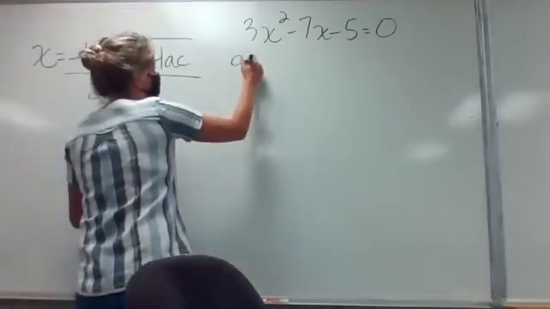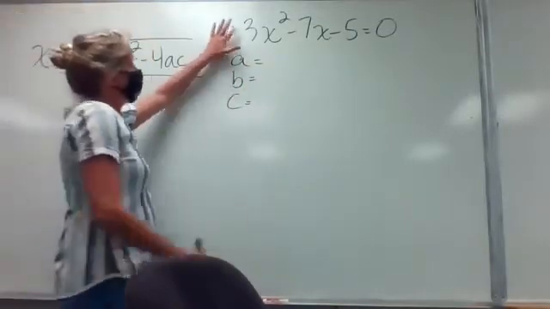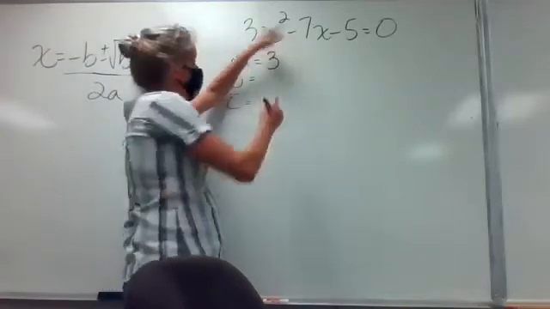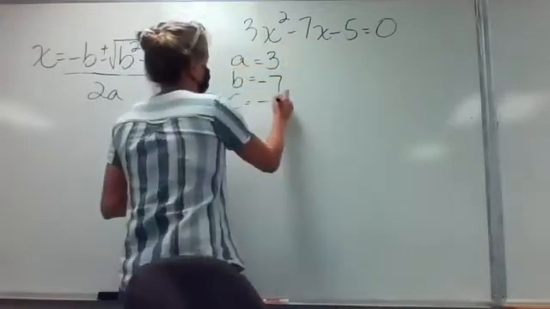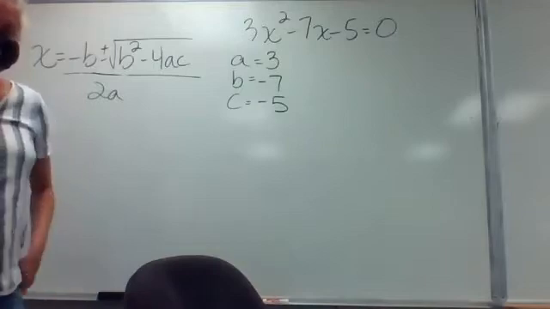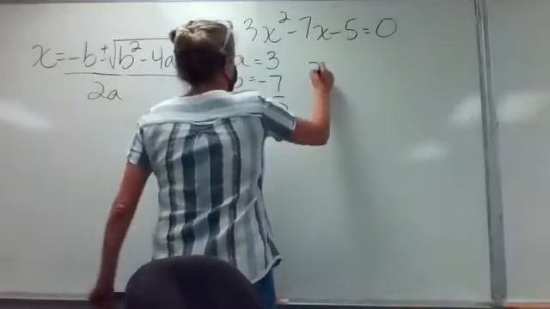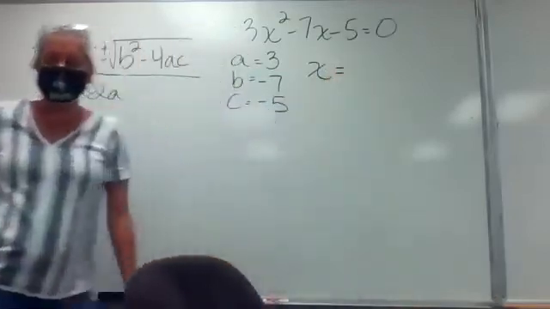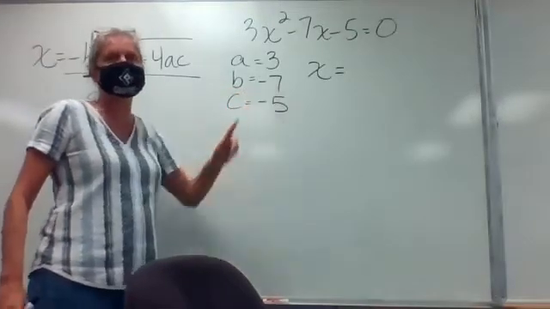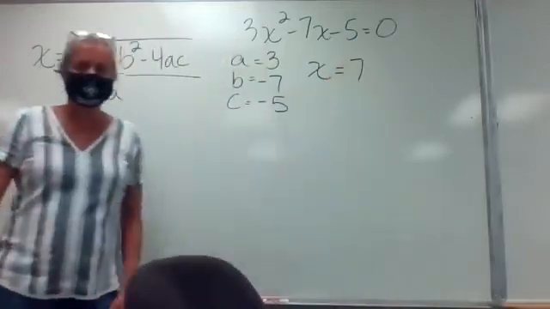Okay, so I can go ahead and choose my A, B, and C, which will be 3, -7, and -5. And plug it in. So your x's are going to equal the opposite of B. Here's my B, -7. So what's the opposite of that one? Right, +7.